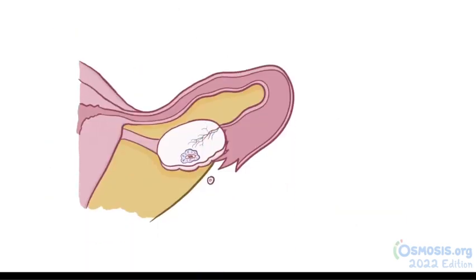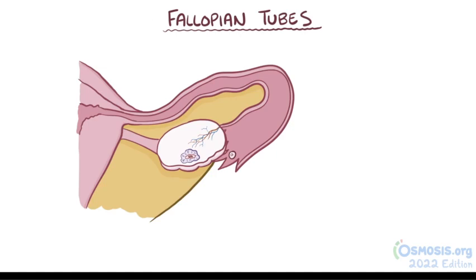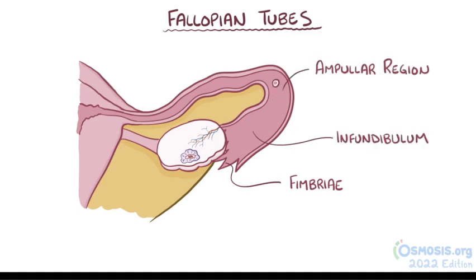After ovulation, the secondary oocyte makes a very quick journey through the peritoneal space and lands in the fallopian tube. The first part is the fimbriae, which are the finger-like projections that surround the ovary and guide the secondary oocyte into the fallopian tube. Next is the infundibulum and then the ampullar region, which is where fertilization typically happens between the secondary oocyte and the sperm.